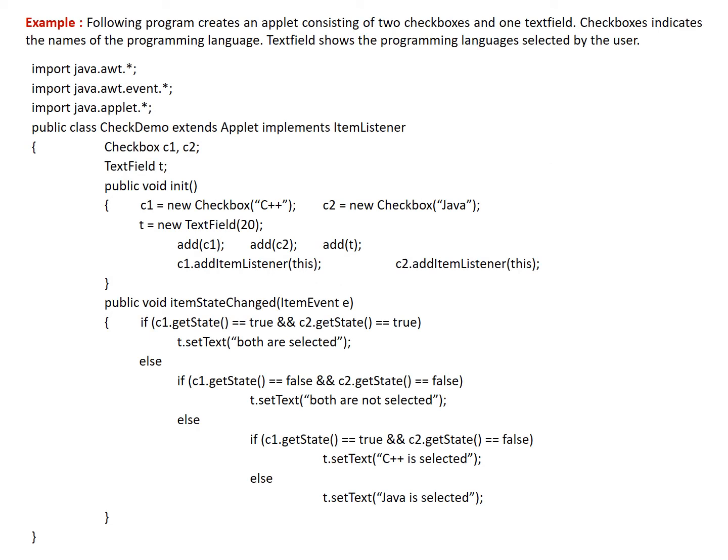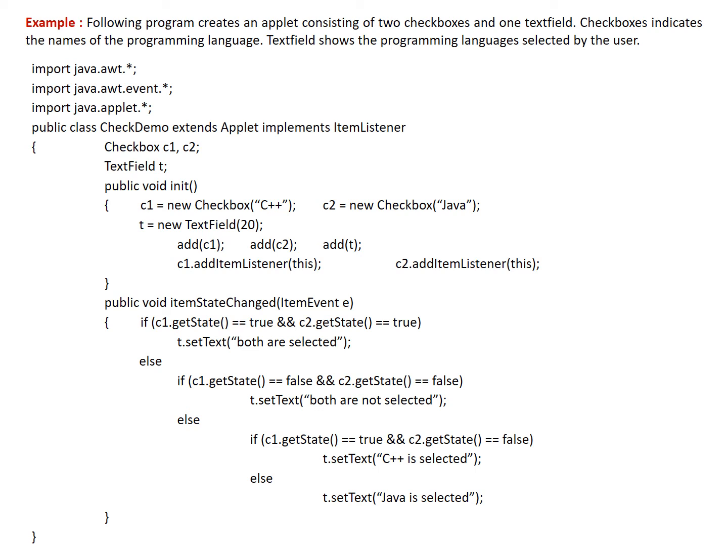Now here, this program creates an applet consisting of two checkboxes and one text field. Checkboxes indicate the names of the programming languages. The text field shows the programming languages selected by the user. In the program, the first three import statements import the awt, event and applet packages. Next statement, public class checkdemo extends Applet implements ItemListener.